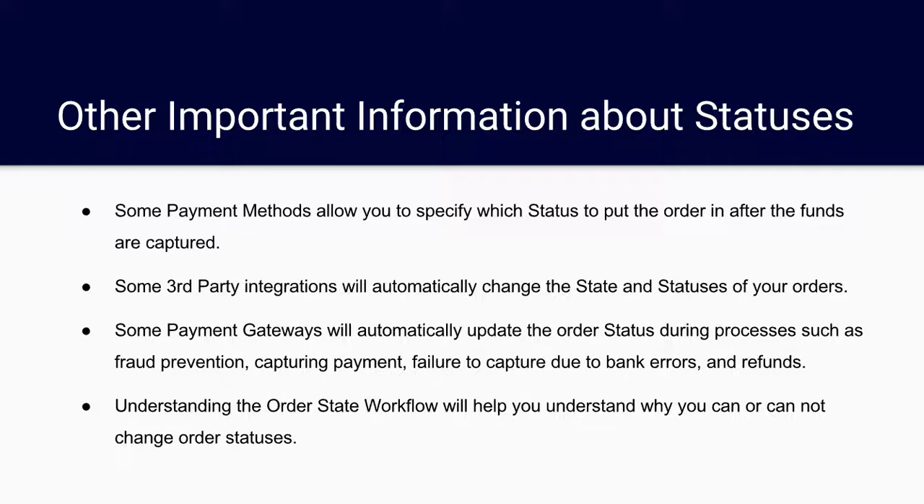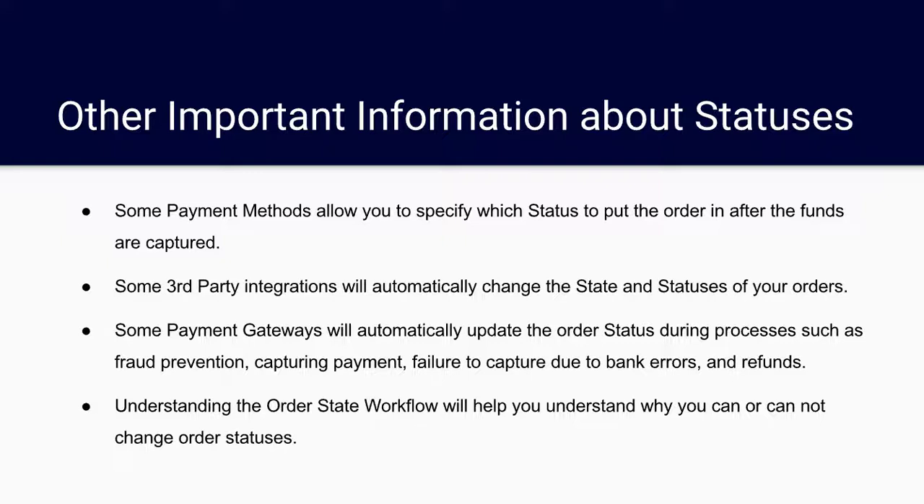There's a few other important things to know about statuses before we close up this presentation. Some payment methods actually allow you to specify which status to put the order in after funds are captured. This allows you to, say for a specific payment gateway, once the funds are captured, to put it into a unique status that is not the default status of the processing state. Some third-party integrations automatically change the state and status of your orders. So if something is happening and you're not sure that you're actually doing it, please check to make sure you don't have any third-party integrations that are automatically updating your statuses. These integrations typically handle shipping and billing.